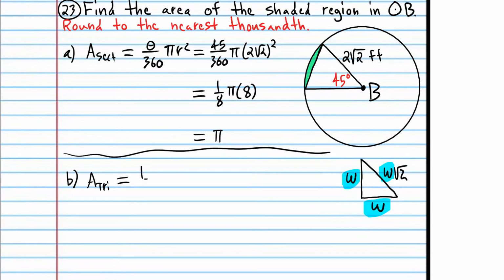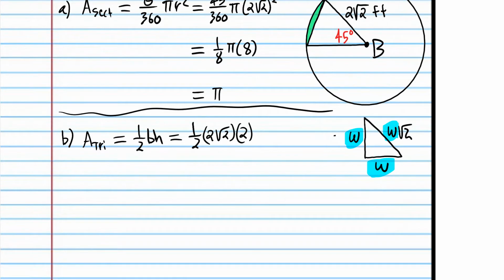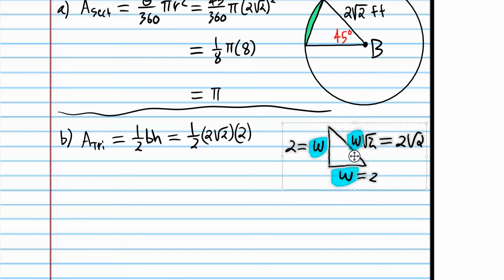But it's going to be 1/2 times the base times height. That's the area of a triangle. And the base is 2 root 2. And the height, we found, that's W, that's 2. I'm going to move this over a little bit. So now we just simplify. 1/2 times 2, that's just 1, so they cancel out. You're left with 2 root 2.